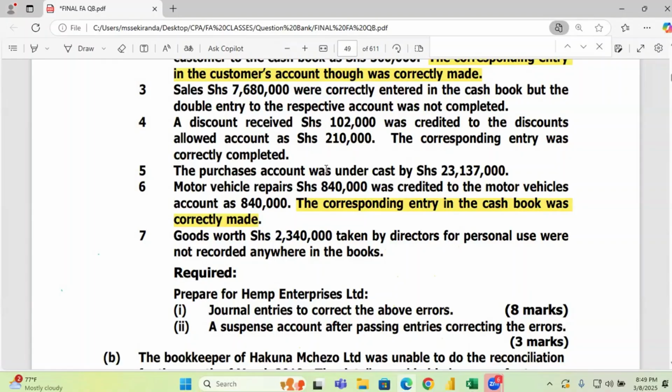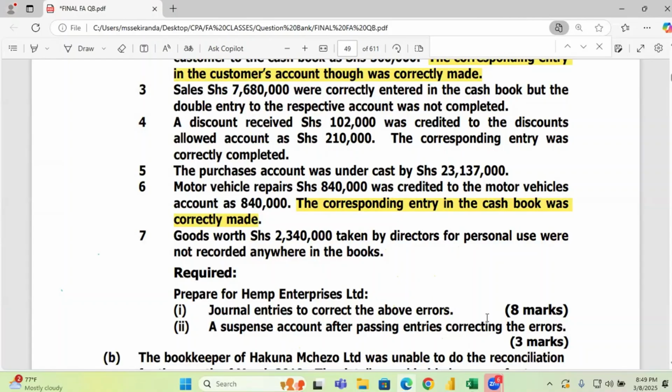They entered the repairs under the motor vehicle account. The repairs are an expense, and the motor vehicle is an asset. So they entered the figure of repairs under the asset, which is the motor vehicle. Very good. So how do we correct it? It means we shall reverse the figure from the motor vehicle account, right? Because it was not supposed to be a figure to be posted in the motor vehicles account.